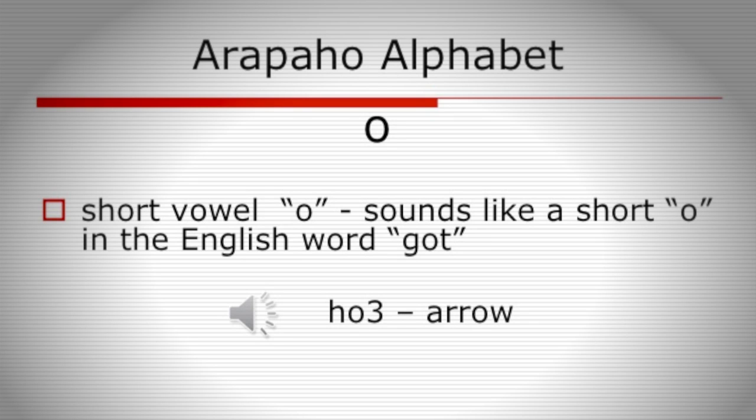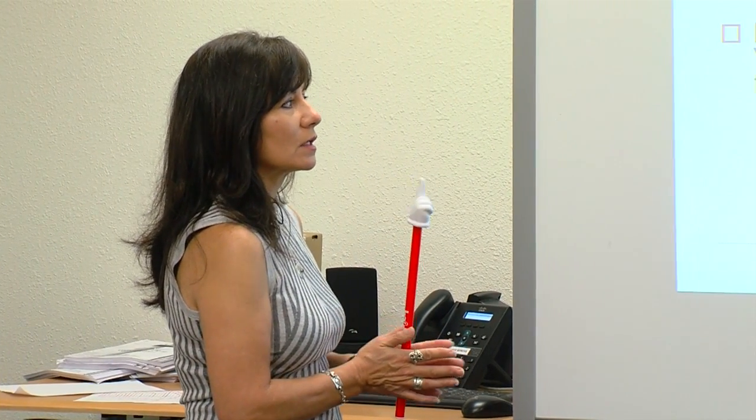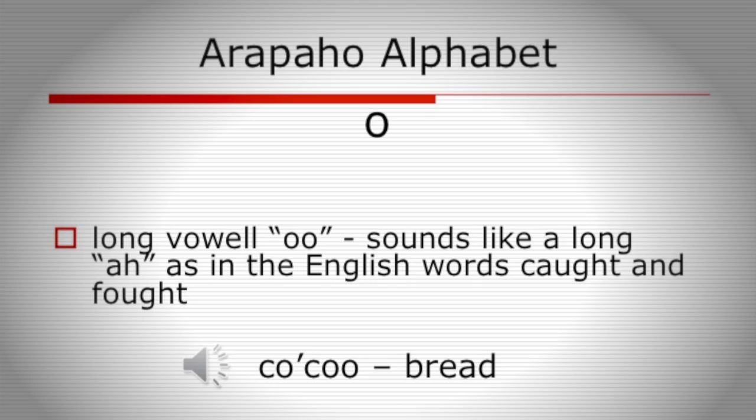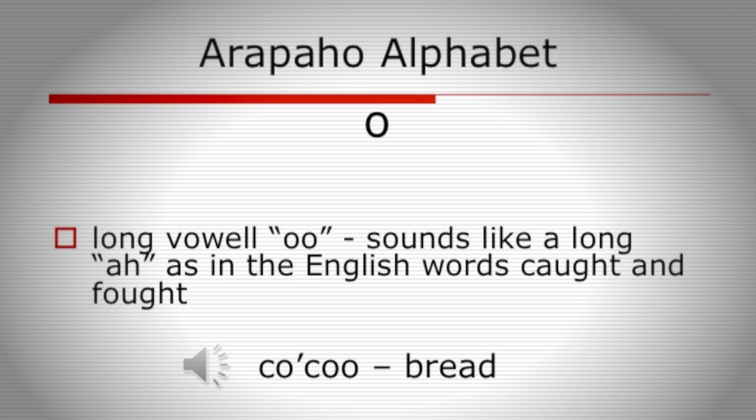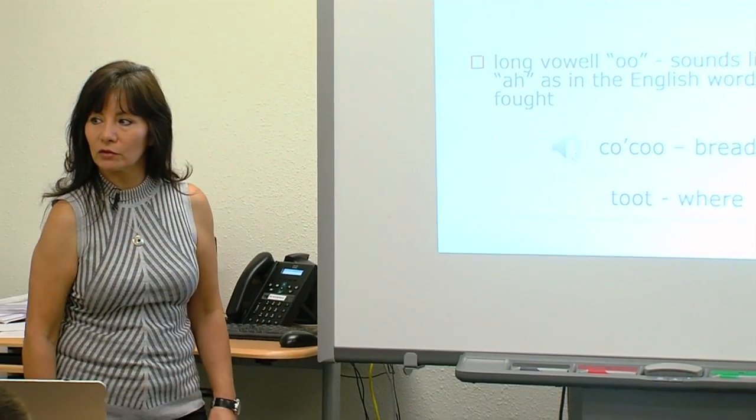When you have two O's together, it sounds like a long ah sound, just like in caught and fought. Okay. This one, bread, right here, you have jaw. Let's listen to that. Jaw, jaw. Did you hear that glottal stop right there? You just say ah a little bit longer when there's two of them.